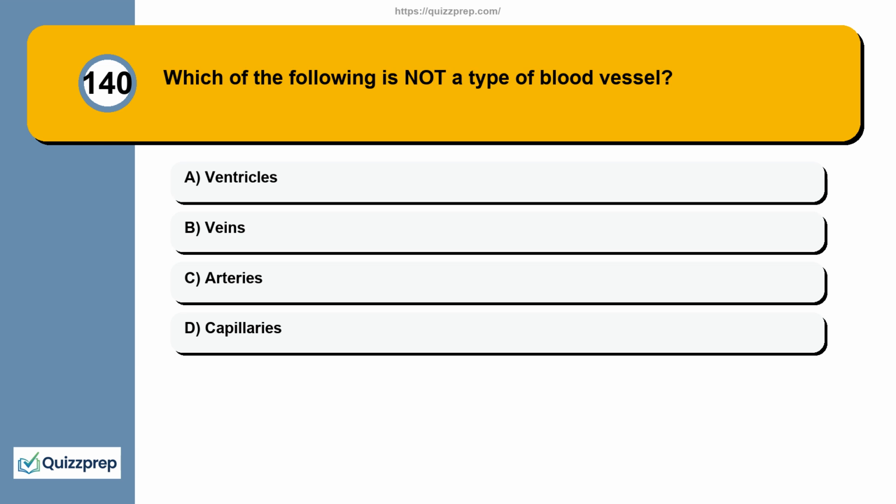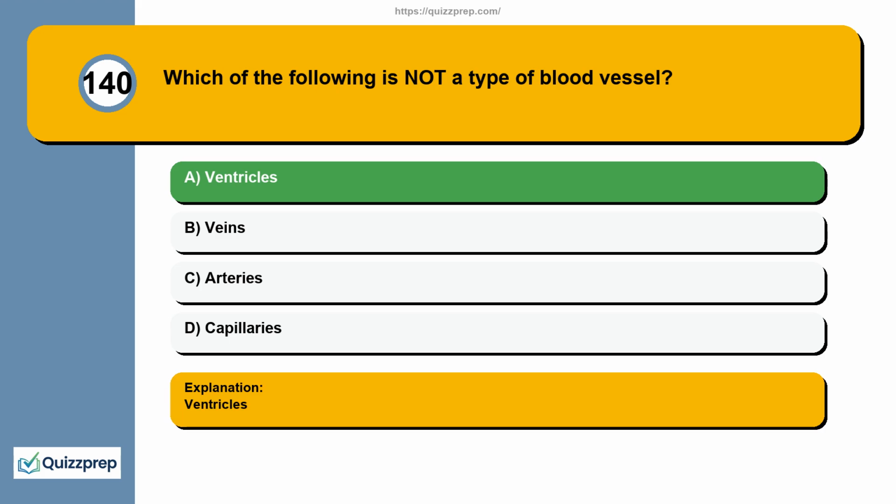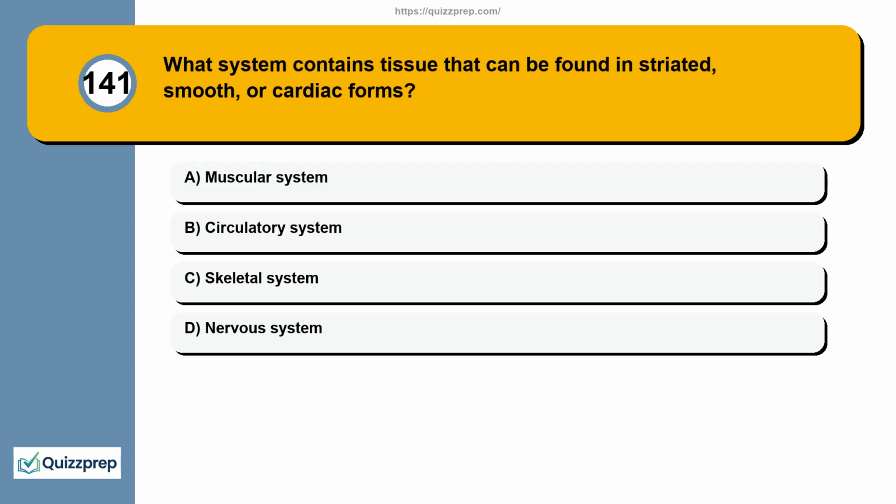Question 140. Which of the following is not a type of blood vessel? Option A, ventricles. Option B, veins. Option C, arteries. Option D, capillaries. The correct answer is option A, ventricles.